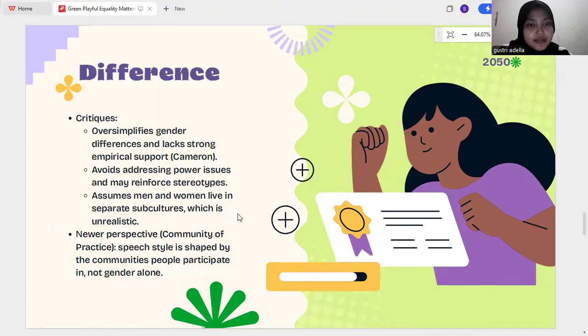A newer perspective is community of practice. Speech style is shaped by the communities people participate in, not gender alone.